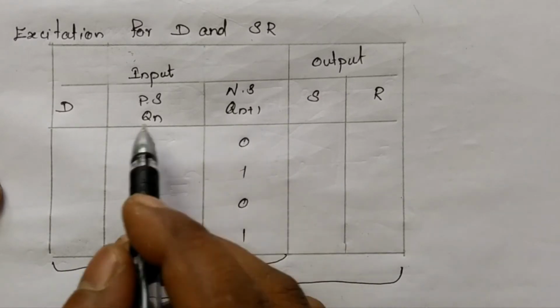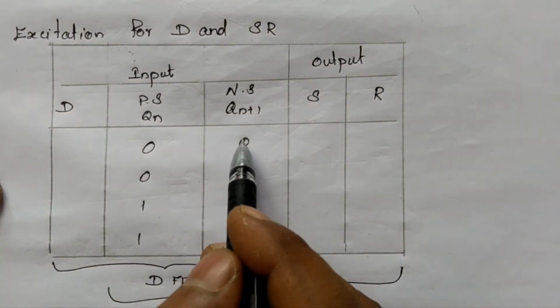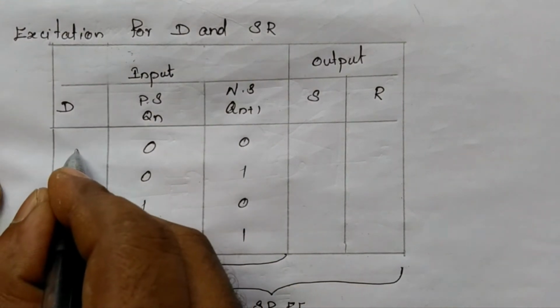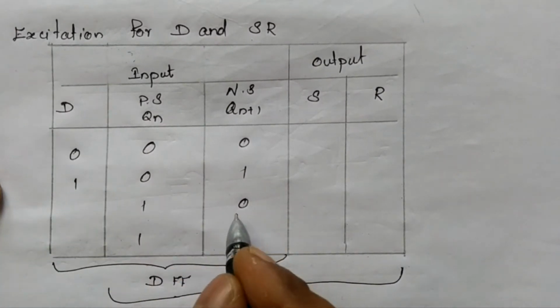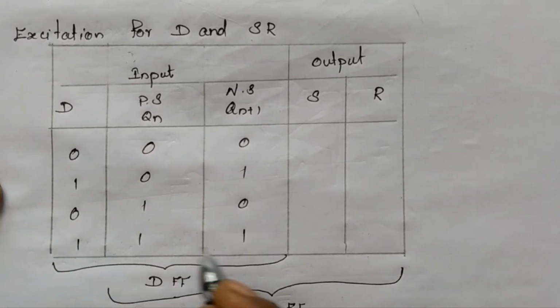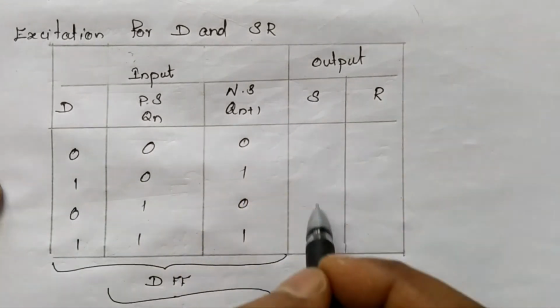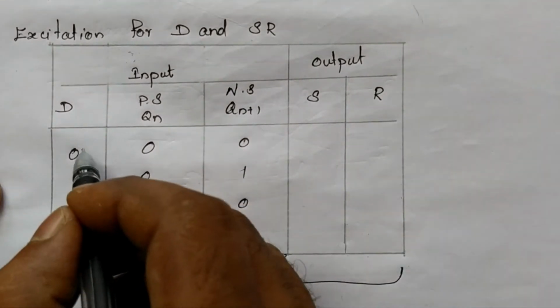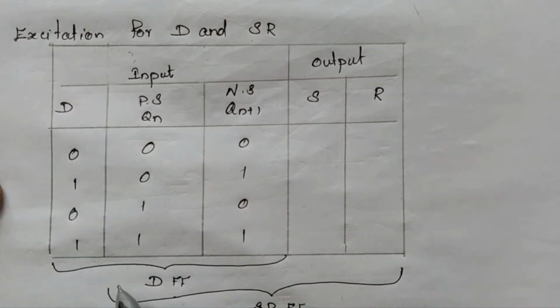So for the D flip-flop, if present state and next state are 0 0, the value will be 0. For 0 1 it's 1. For 1 0 it's 0. For 1 1 it's 1. Normally this D would come on this side, but we are bringing it to the input side. So this is the excitation for the D flip-flop.